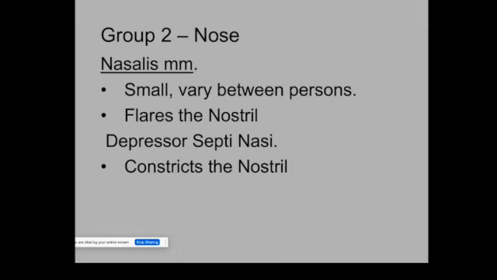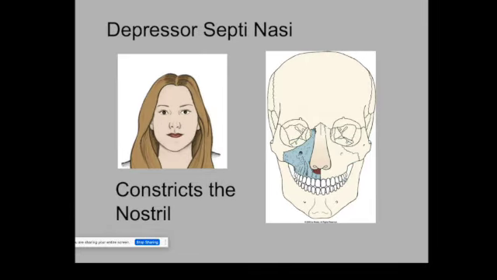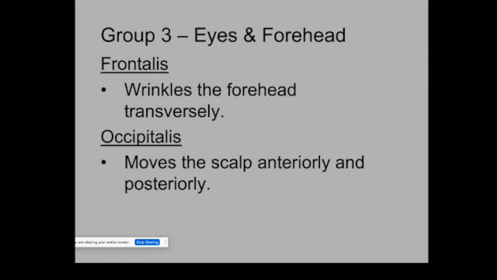Now let's go to the nose. You have the nasalis, small, flares the nostrils. Depressor septi nasi constricts the nostrils, so the opposite between the two. So this is the nasalis, makes the nostrils bigger. And the reverse is depressor septi nasi, closes the nostrils, constricts the nostrils. Two different opposite movements. Then we go to the eyes and the forehead.